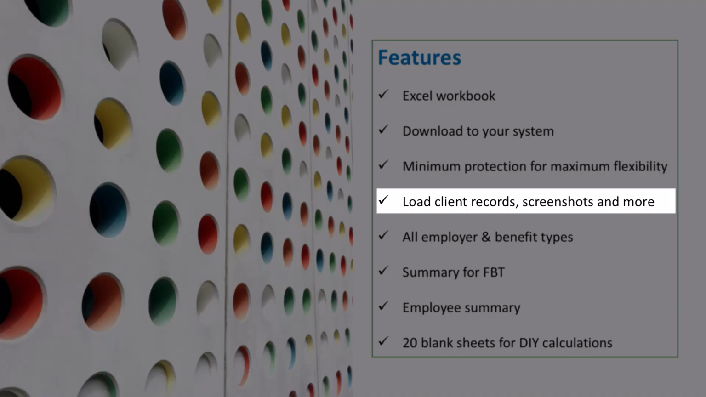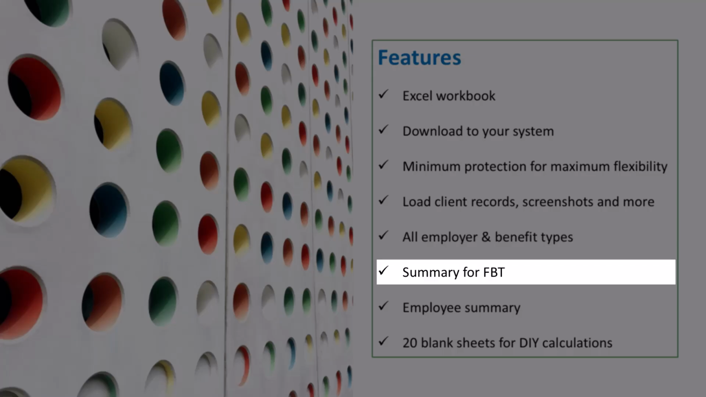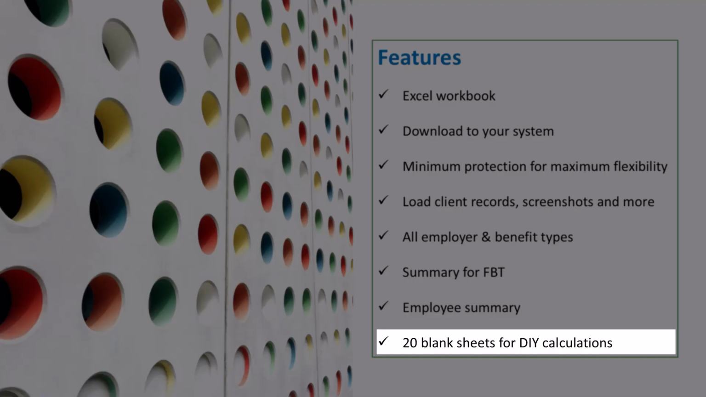You can load client records by either copying and pasting, or use our import Excel routine with just a few clicks, and add screenshots, pictures, shapes, icons, or even ticks and crosses to make it easier for you to follow or review your work. Several handy job management tools are also included with the file. Use it for all employer and benefit types. See a summary for the FBT return and a summary of benefits by employee. At the end of the workbook, there are 20 unprotected blank sheets for DIY calculations.